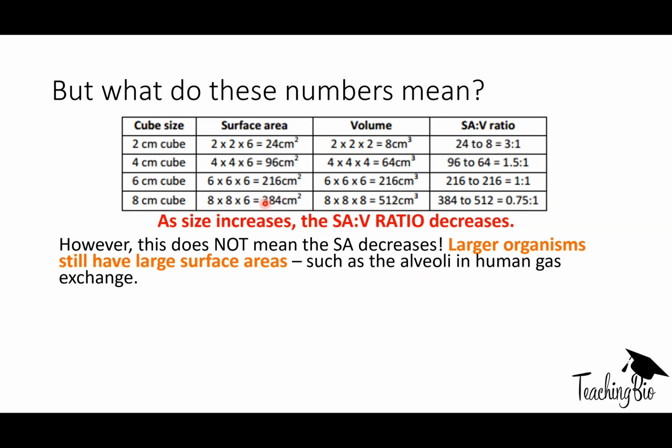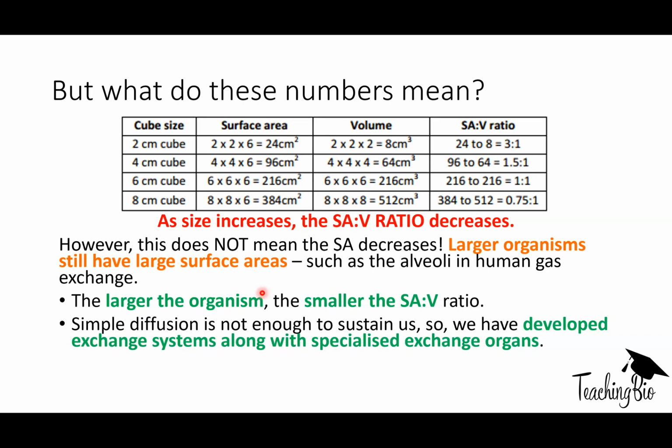Big organisms will still have a big surface area. As we can see here, an 8 centimeter cube has a larger surface area, 384, compared to a 2 centimeter cube. However, its surface area to volume ratio is much smaller compared to the 2 centimeter cube. Okay, so the larger the organism, the smaller the ratio, but the larger the surface area value in and of itself.